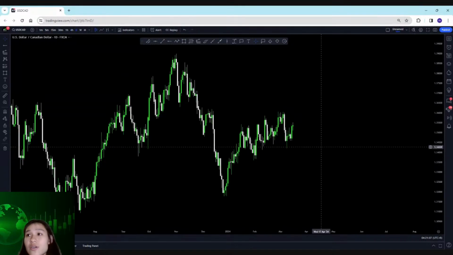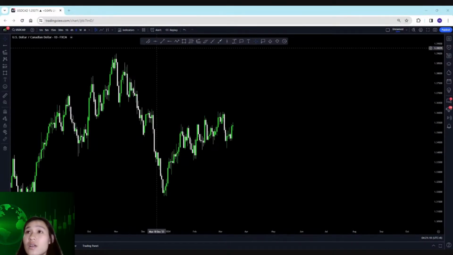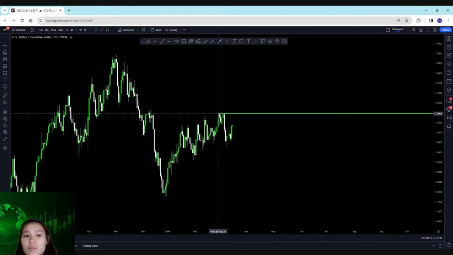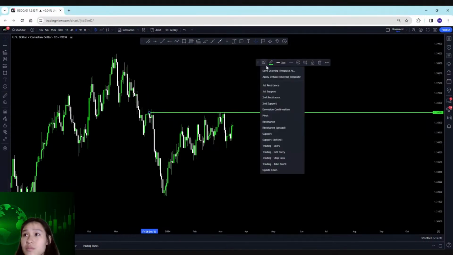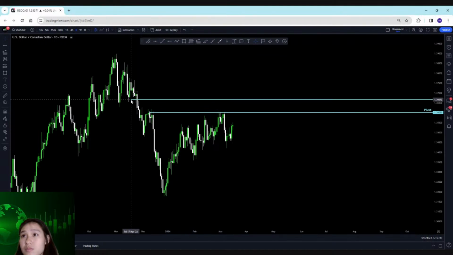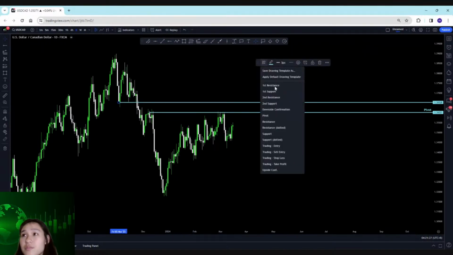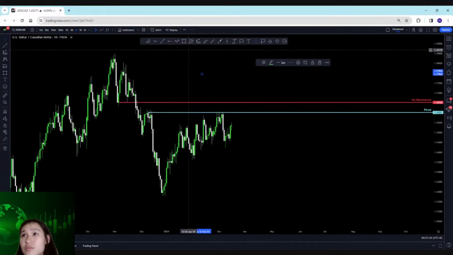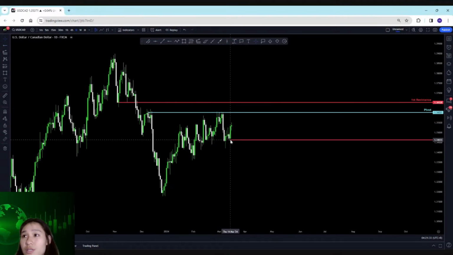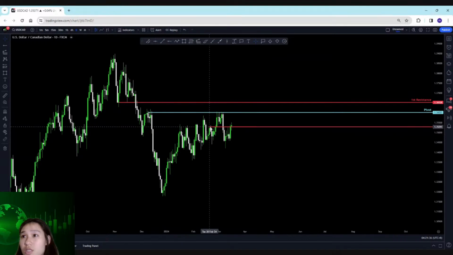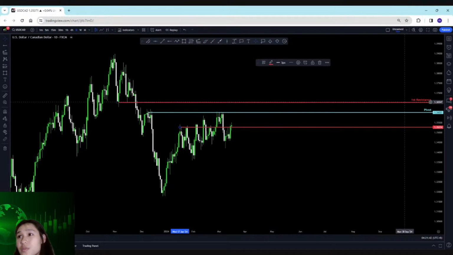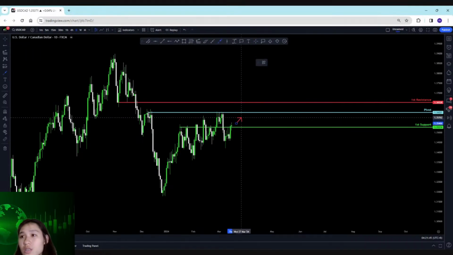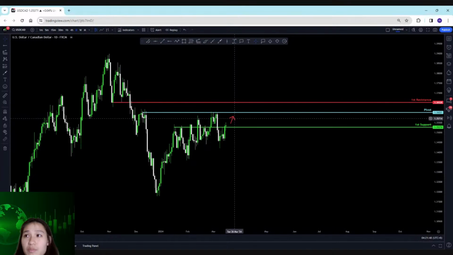So again, starting off with our daily time frame. I'm going to place my pivot over here and my first resistance up here. And then my first support just over here in line with all of these swing highs. So we're expecting price to continue upwards to this pivot.